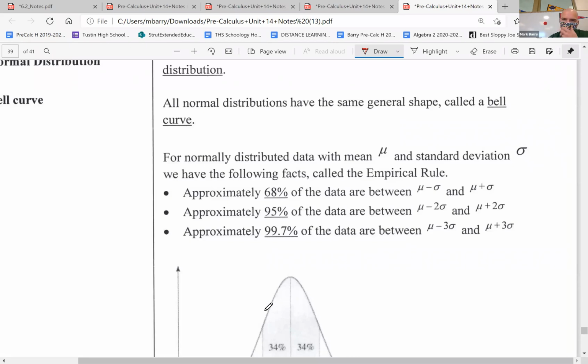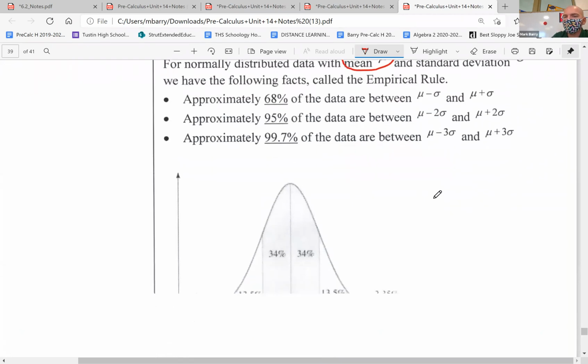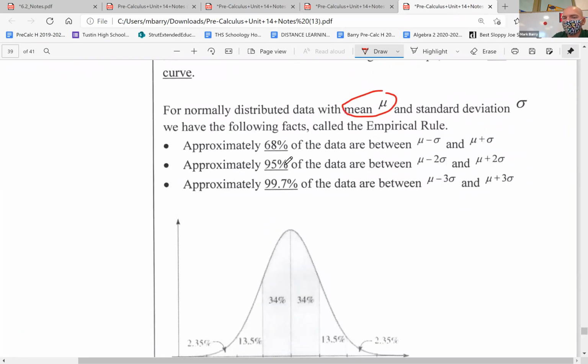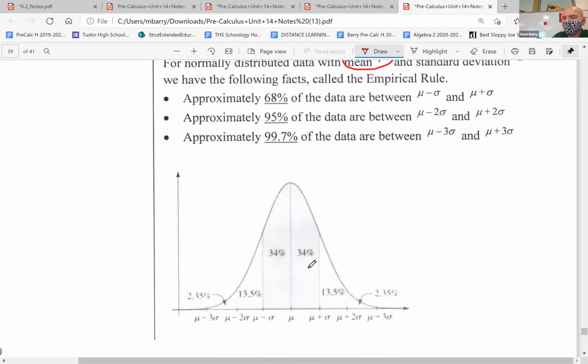So very important here, we know these percentages. So normally distributed data with mean, we're going to call this the mean. I know we had a different symbol for mean last section with the X bar, but this is another symbol for mean. And the standard deviation is that little guy. We did use that one. 68% of the data are between one standard deviation on each side. So that's split up here, 34 in this section, 34 in this section.